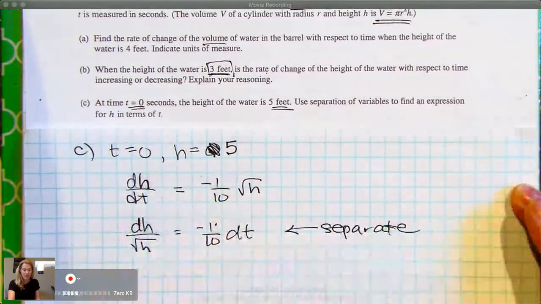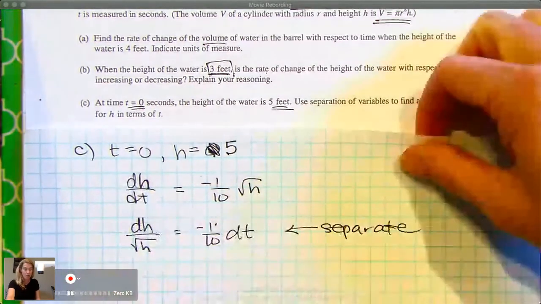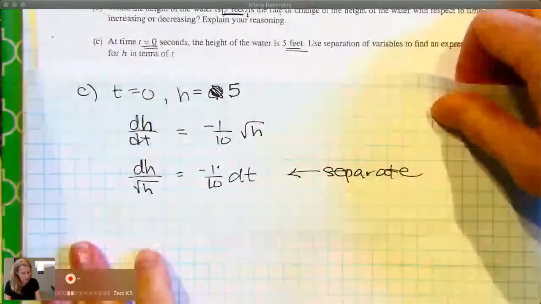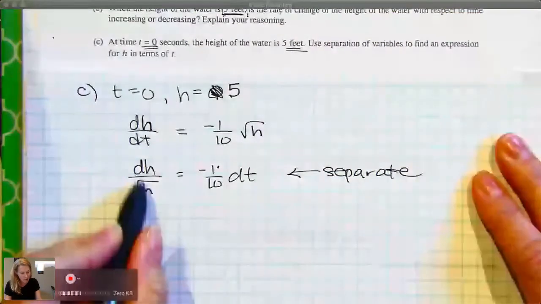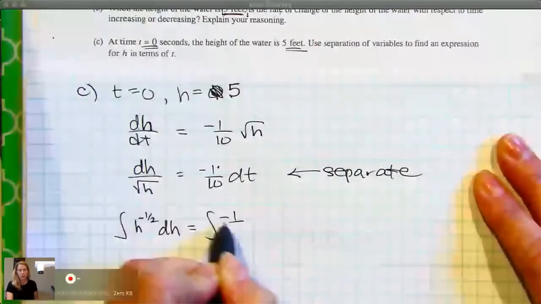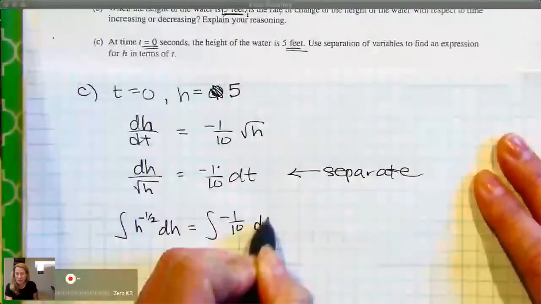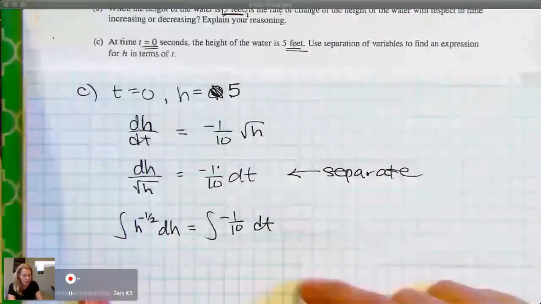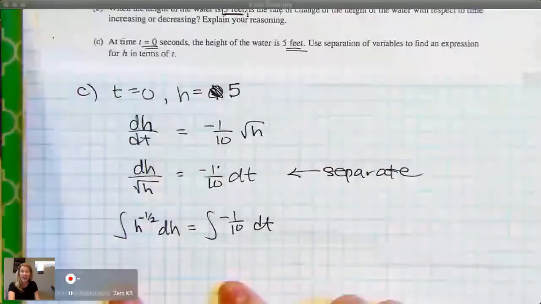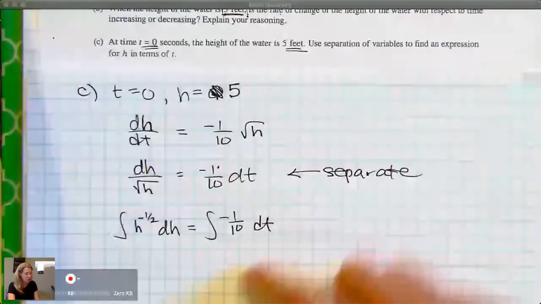And then the second step is integrate. So we separate, and now we're going to integrate. I'm going to rewrite this as h to the -1/2, just because I think that makes it a little more user-friendly. Very good. And Akshita, you had it right on the nose there. We separate the h's and the t's, we're going to integrate, and then we're going to find the c value. So let's go through our integration first.